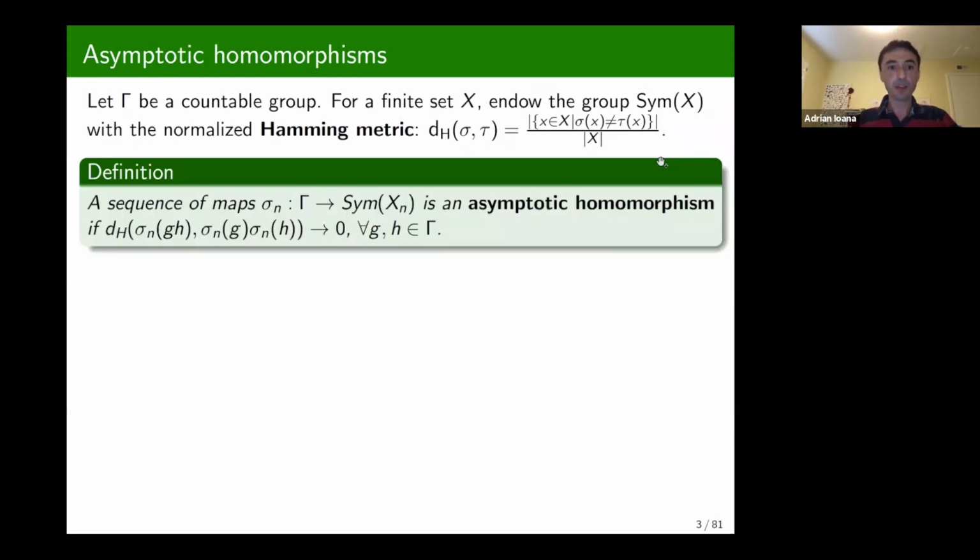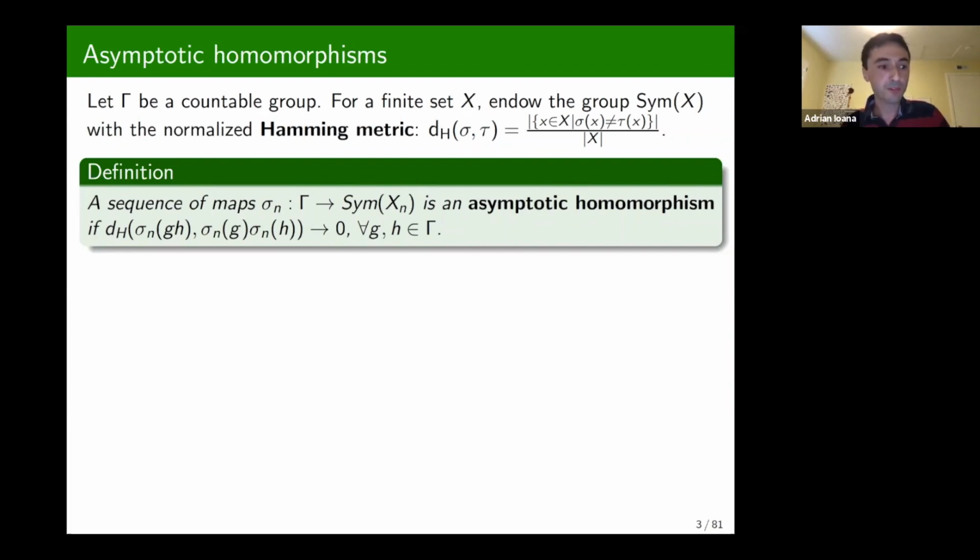And then a sequence of maps from the group gamma to the symmetric groups of some finite sets Xn is an asymptotic homomorphism if the homomorphism relation is satisfied asymptotically, so the distance between sigma n of gh and sigma n of g times sigma n of h goes to 0. So you can think of these as approximate homomorphisms, or if you think of a homomorphism to a symmetric group as being an action on a finite set, these are almost actions in a precise sense.